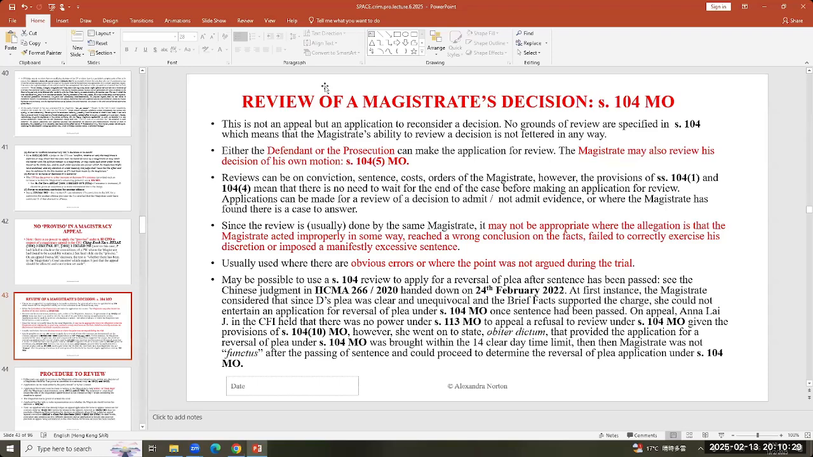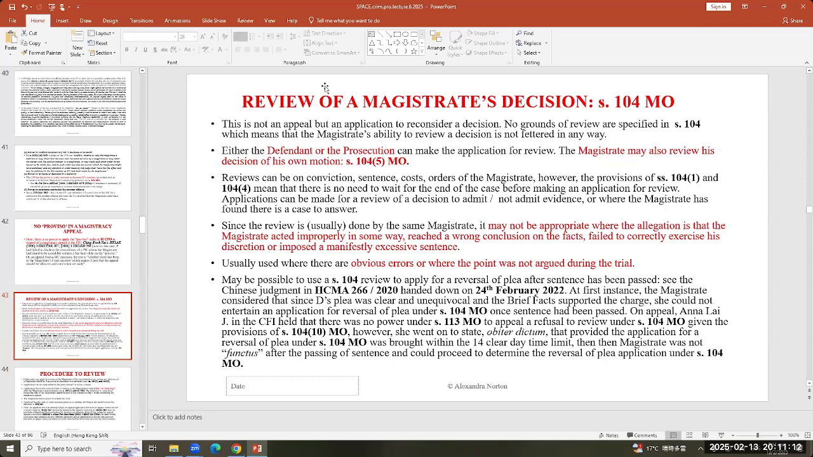So if the magistrate makes a decision on the admissibility of evidence and you disagree with it, you can apply to review that decision, even while the trial is ongoing. And it applies to either the defendant or the prosecution, but also the magistrate himself can review his decision of his own motion. So let's say he makes a decision or he passes sentence, and then he goes and talks to one of his other fellow magistrates, and he realizes he got his decision wrong. He can actually review his own decision of his own motion and basically reopen the case himself.